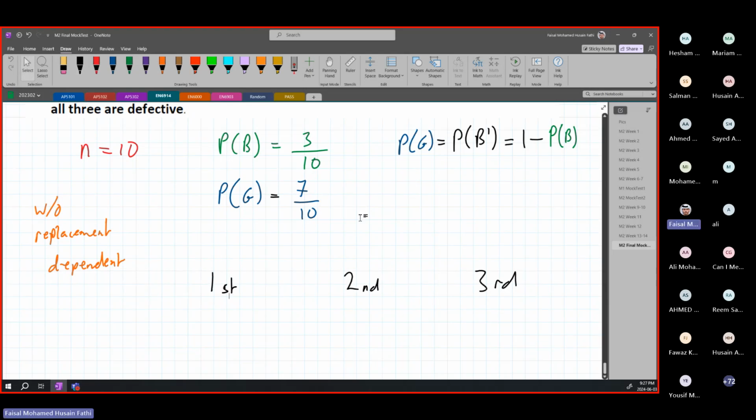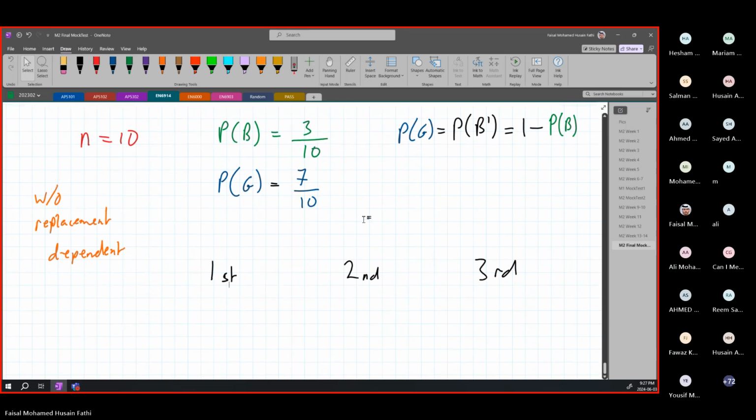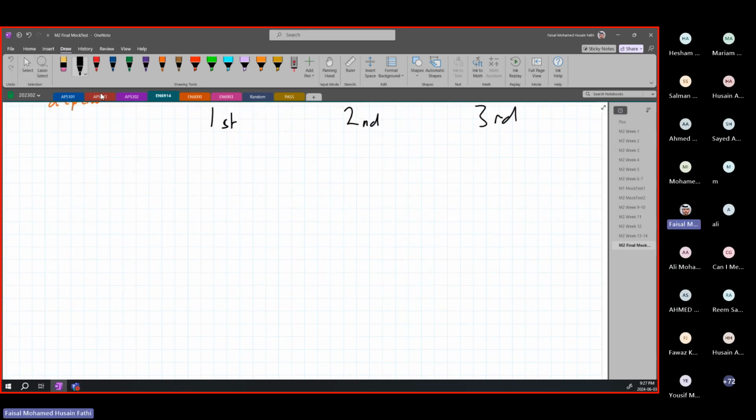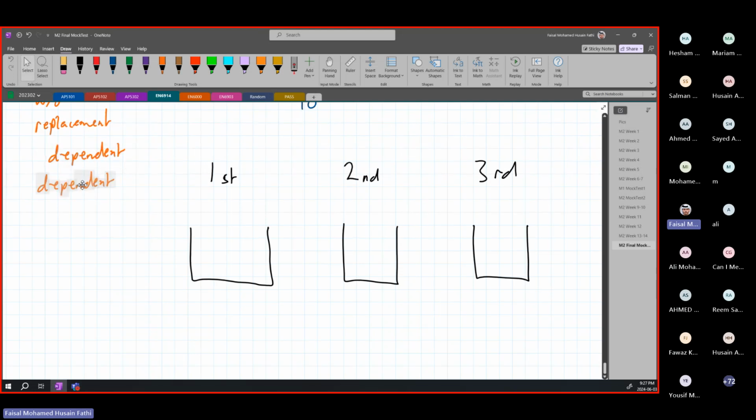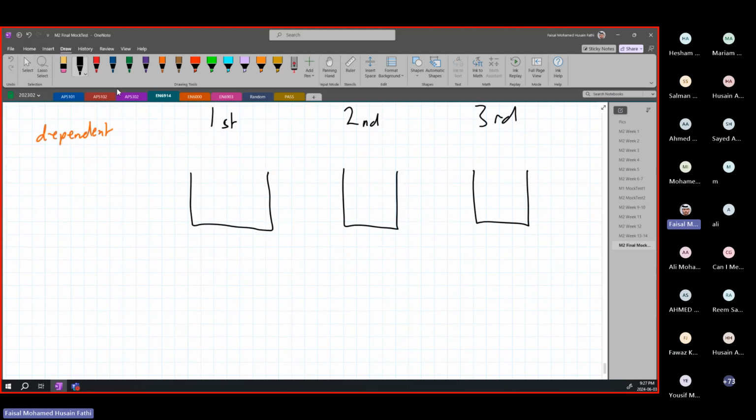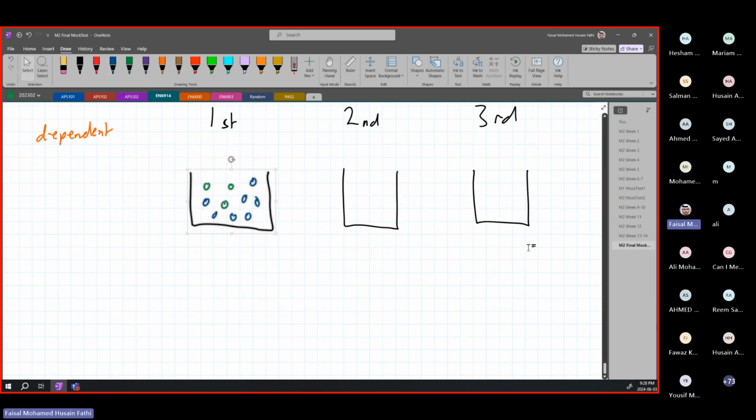Right? Let us do it in terms of the box, so you guys can see what it would look like without replacement. All right. So this is a dependent event, meaning that there is no replacement. So we have 3 that are bad, and 1, 2, 3, 4, 5, 6, 7 that are good. Okay. And this is what the box looks like for each one, for now at least.